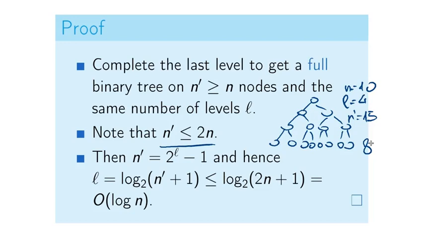Now, when we have such a tree where all the levels are packed completely, it is easy to relate the number of levels with the number of vertices, namely with the number of nodes. Namely, n prime is equal to 2 to the L minus 1. This allows us to conclude that L is equal to binary logarithm of n prime plus 1. Now, recall that n prime is at most 2n, which allows us to write that L is at most binary logarithm of 2n plus 1, which is of course big O of just log n.